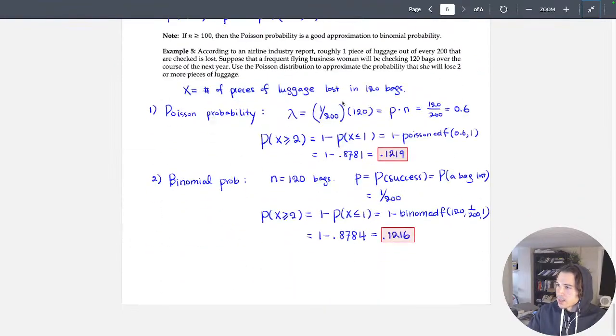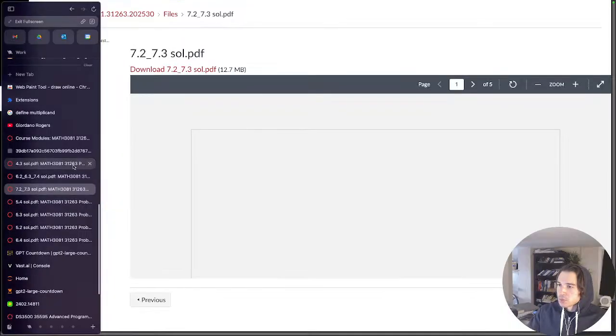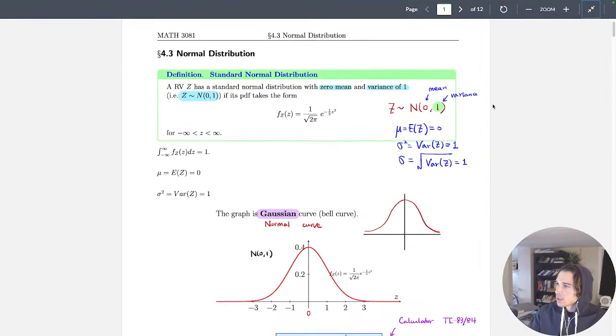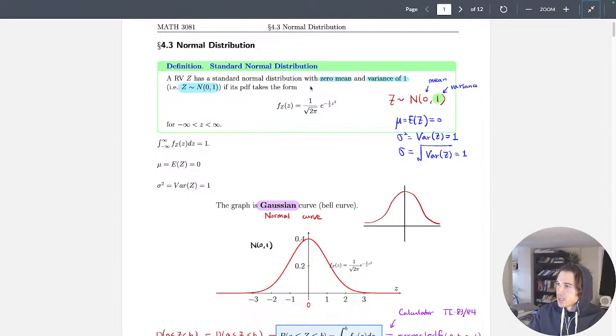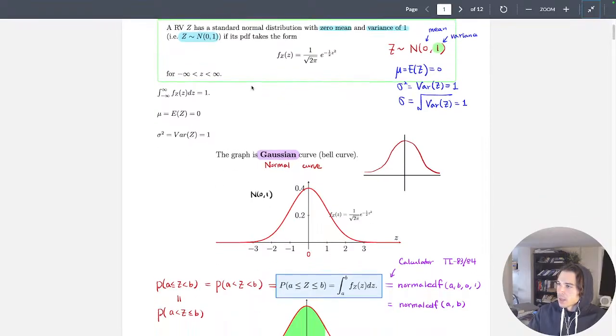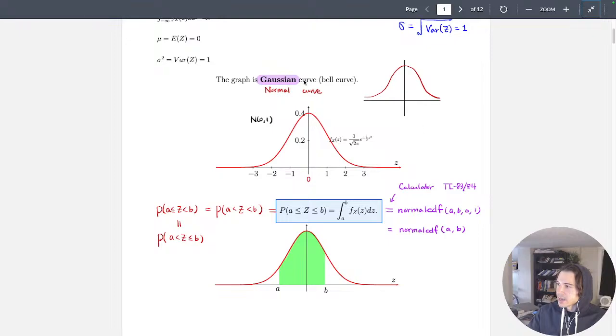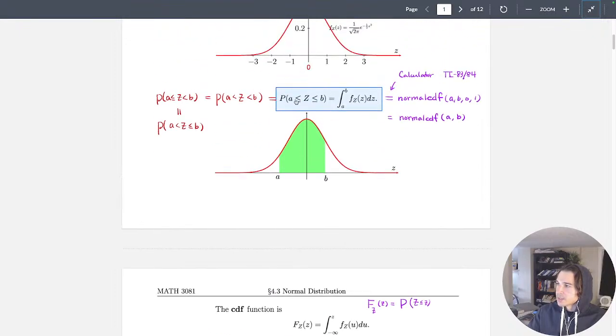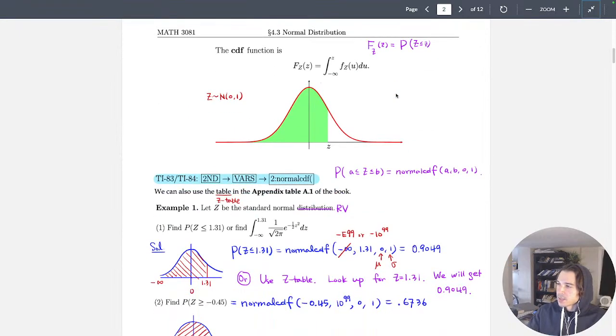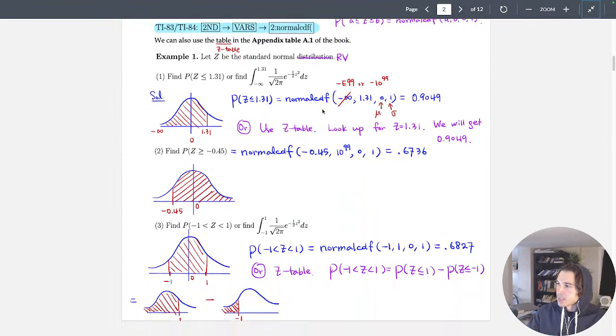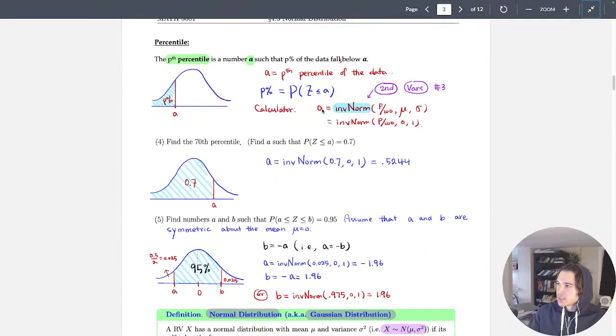And so, normal distribution. The standard normal distribution, this is the function. Don't really need to remember it, but you need to remember 0 mean and 1 variance. And this is what it looks like. It's a Gaussian, a normal distribution. And the probability that a is less than or equal to z, less than or equal to b, equals the integral from a to b of f_z(z) dz, which is just normalCDF on a calculator. Simple stuff. And this is really where the calculator takes over.